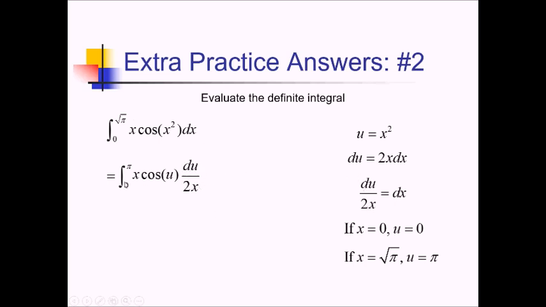So the x's are going to cancel. I have 1/2 cosine of u du. Antiderivative of this is going to be 1/2 sine of u. Now we're going to evaluate that from 0 to pi. So yanking out that 1/2, I've got the sine of pi minus the sine of 0. And these are actually both 0, so this whole thing's just going to come out to 0.